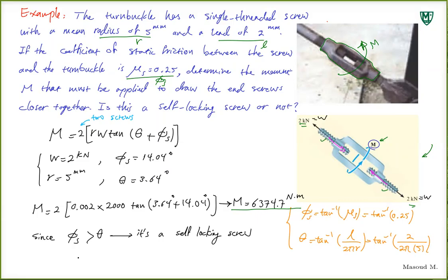Now, if you have a double threaded screw, and as I mentioned before, if you look at sample problem 8.6 in your textbook, you will see that you have to actually replace L in those equations with 2L. So your lead would be twice, meaning that for every turn, your screw is going to advance 2L.